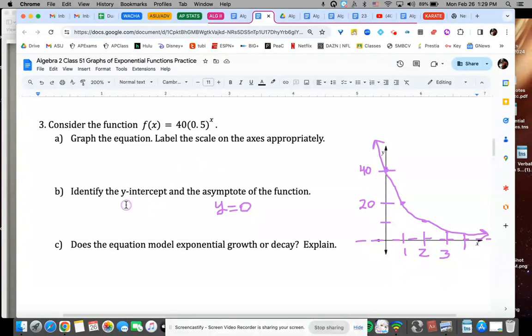What's my y-intercept? 40. How do we write the y-intercept? I wouldn't just say 40. I would write it as a point. The y-intercept is a point. So let's put in 0 for x. If x is 0, you get 40 out of it.